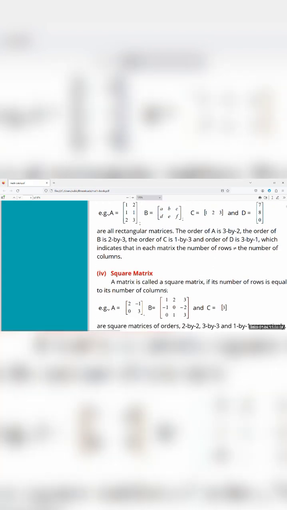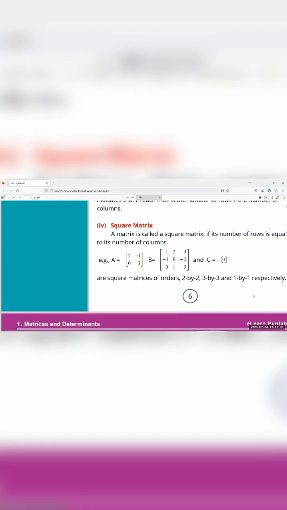Then square matrices. A matrix is a square matrix if the number of rows is equal to the number of columns. Number of rows are equal to the number of columns, it is a square matrix. If you just see in example A, there are 2 rows and 2 columns, then 3 rows and 3 columns, 1 row and 1 column. The order is written respectively.